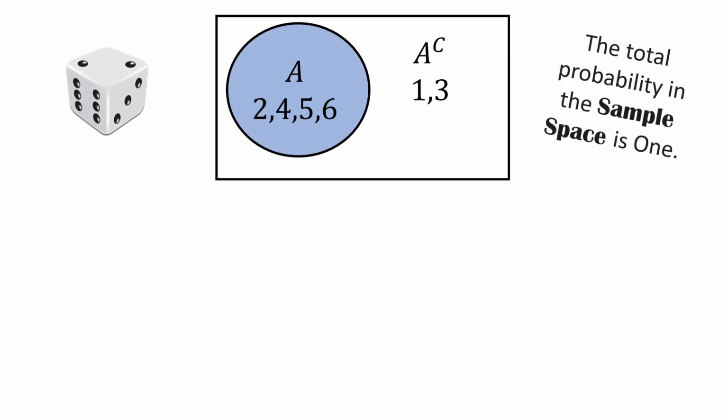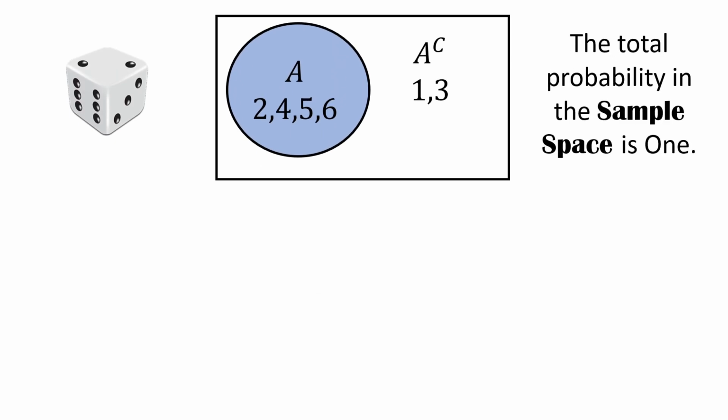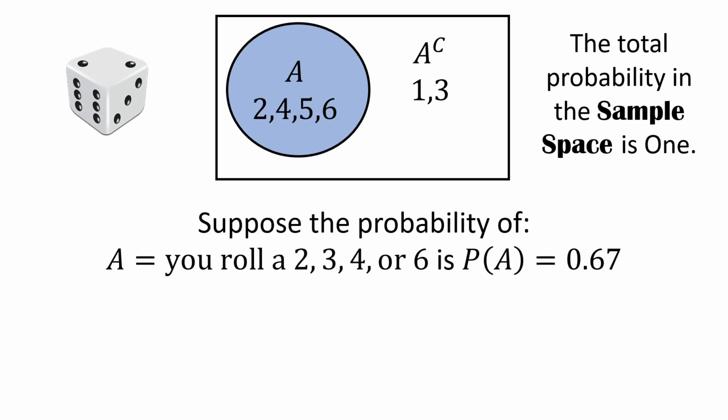Okay, and again, this concept that the total probability in the sample space is 1. If we suppose the probability of A is 0.67, then what's the probability of A complement?